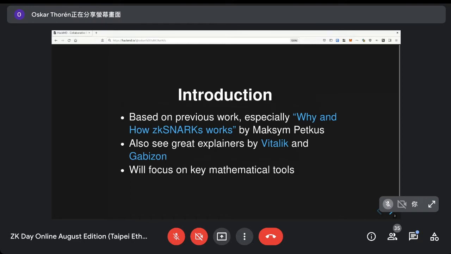There are lots of great explainers out there, and this is largely based on previous work, especially one called Why and How zk-SNARKs Work by Maksym Petkus, and also great explainers by Vitalik and Ganzhorn that I definitely recommend people check out if they want to learn more. We'll focus on the key mathematical tools and insights and less on the mechanical aspects.